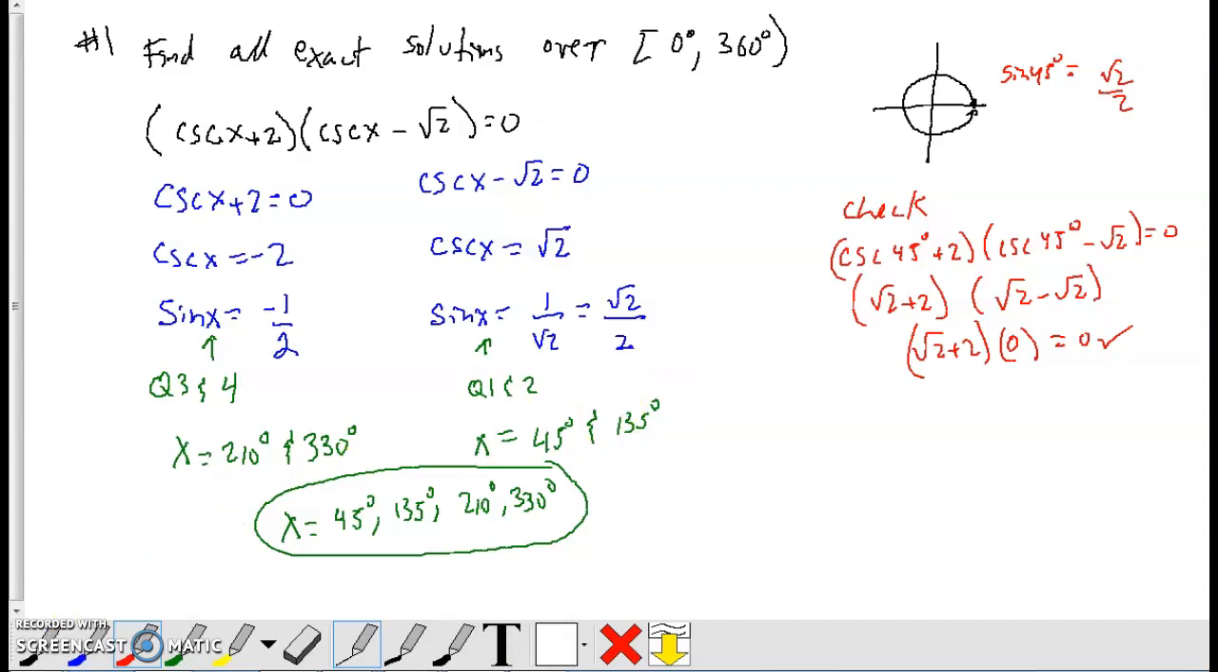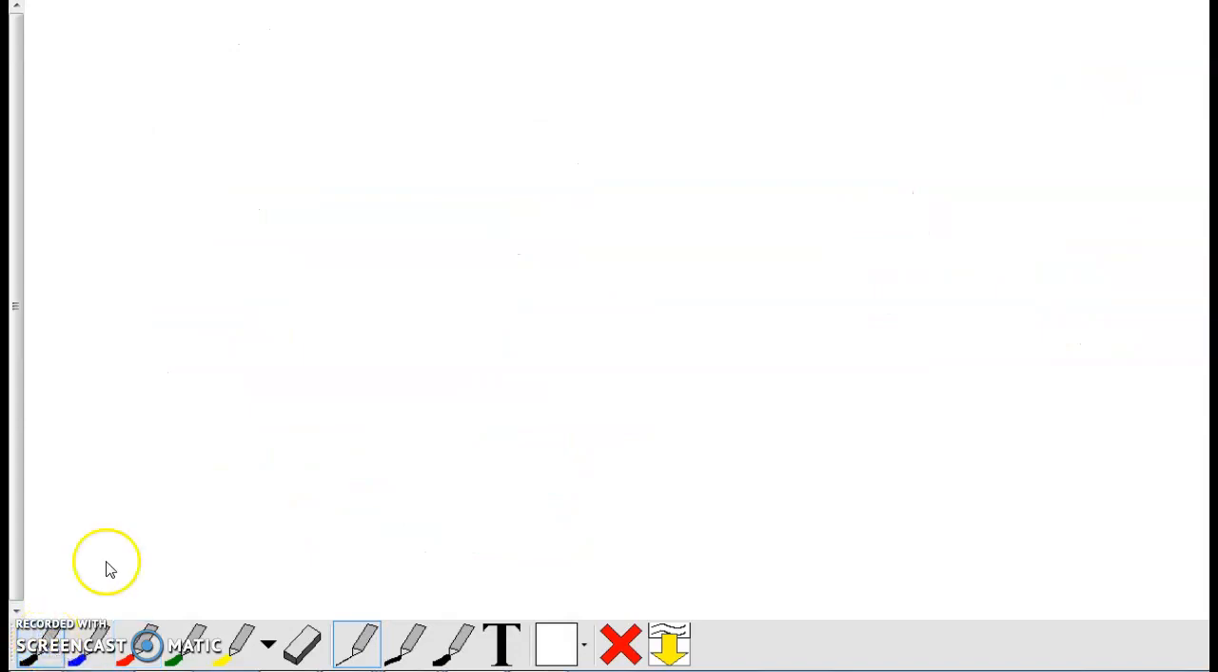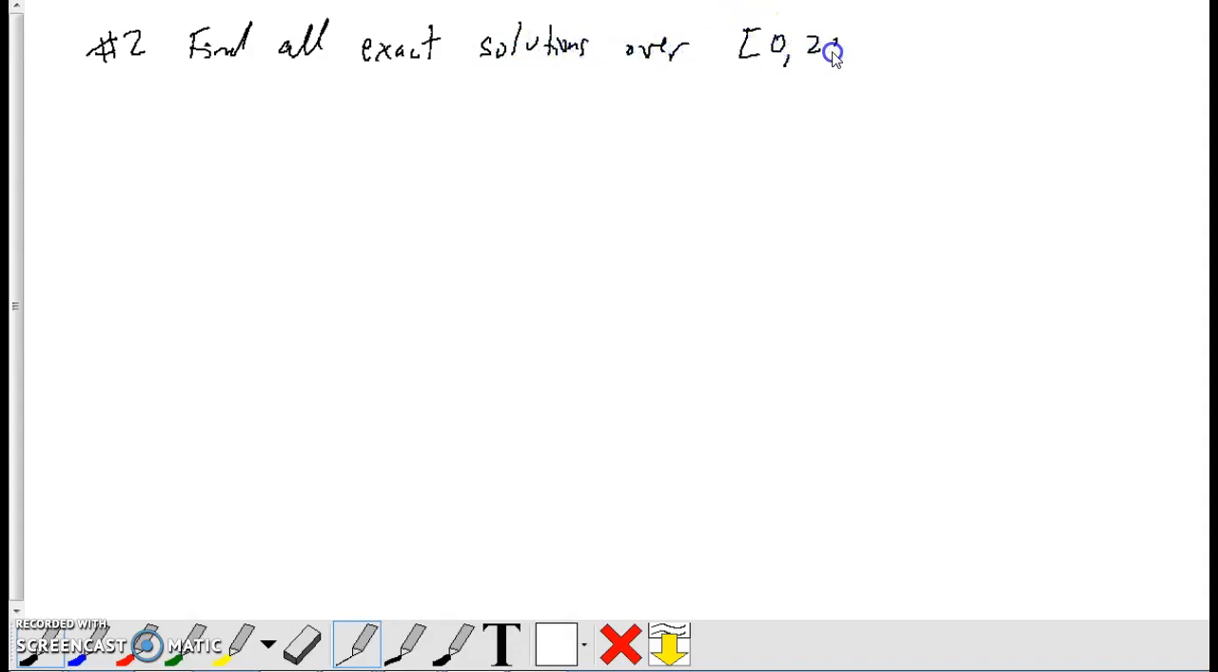Okay. All right, let's try another one. So let's call this number 2. Find all exact solutions over 0 to 2 pi. Again, 2 pi instead of 360. So here it is: 2 cosine squared x minus cosine x is equal to 1. For this one, it's not equal to 0 yet. It's not factored. So let's make it equal to 0.